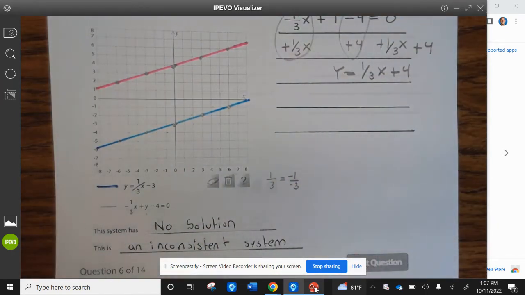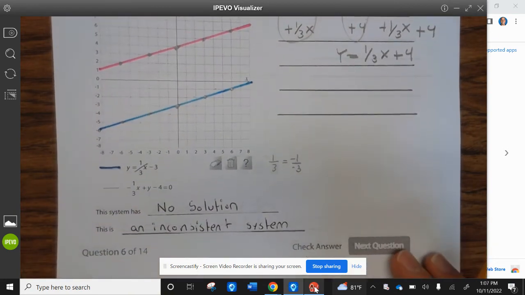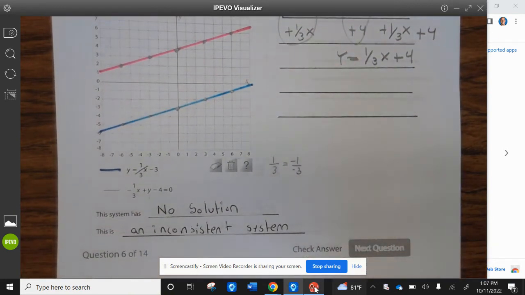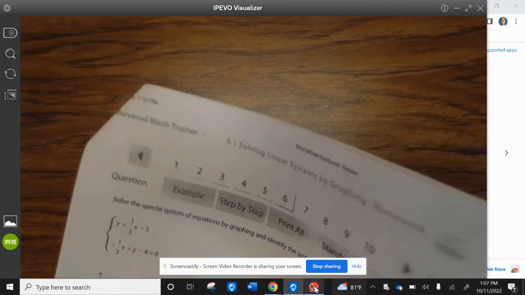Now you can see that these lines are parallel, so the system has no solution, and this is an inconsistent system. All right, let's go ahead and finish up that example.